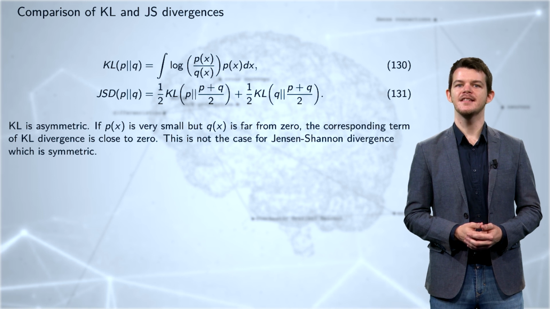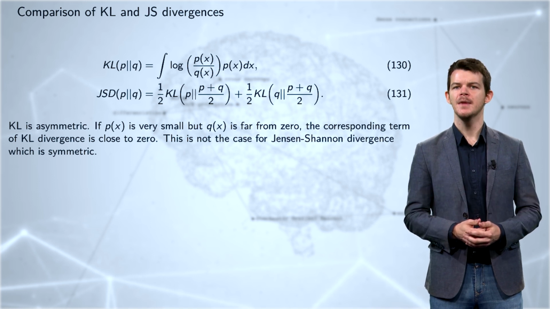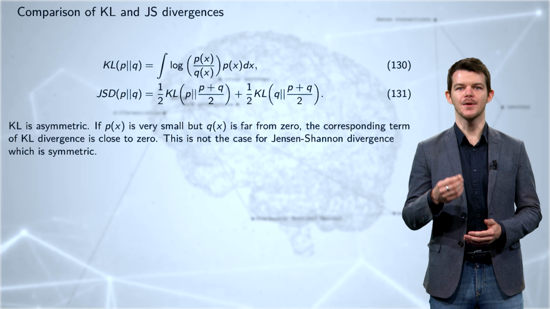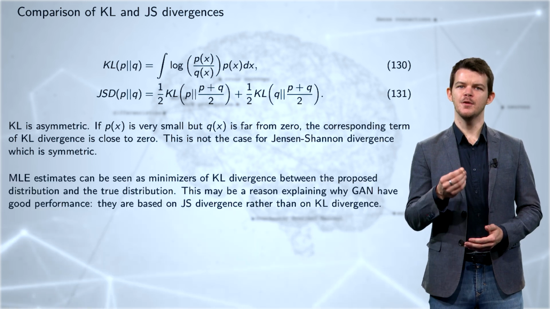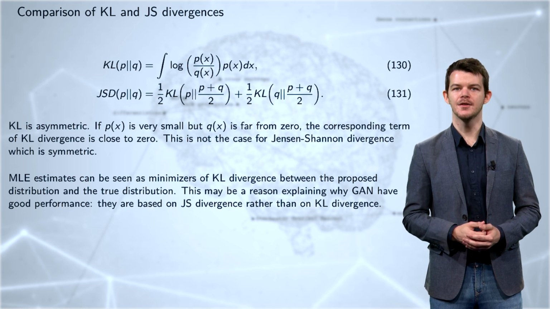You can see that this is not the case with the Jensen-Shannon divergence. Indeed, in the previous case, the term in KL(P,Q) is small, but the term in KL(Q,P) is large. Consequently, in the case where Px is small and Qx is large, the Jensen-Shannon divergence is large, whereas the KL divergence between P and Q is small. This difference may explain why GANs have a good performance. They use the Jensen-Shannon divergence, whereas more classical estimates, such as the MLE, are based on the KL divergence.